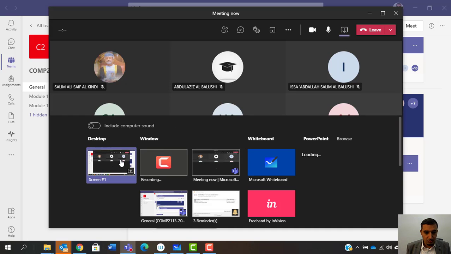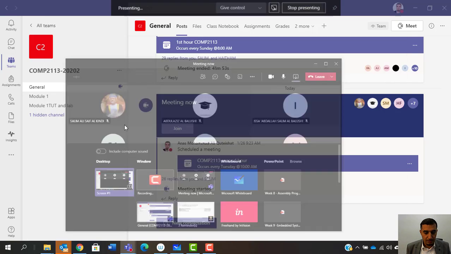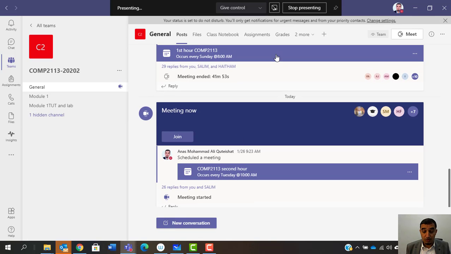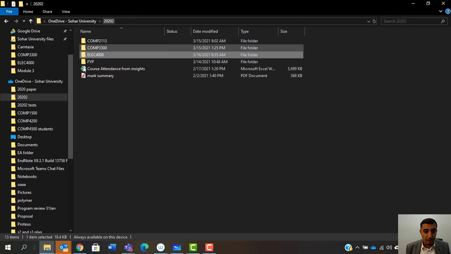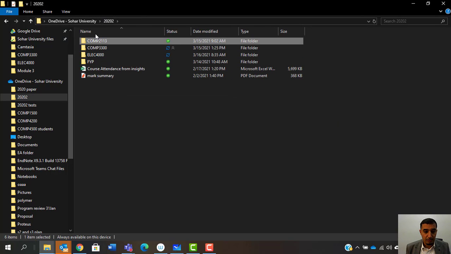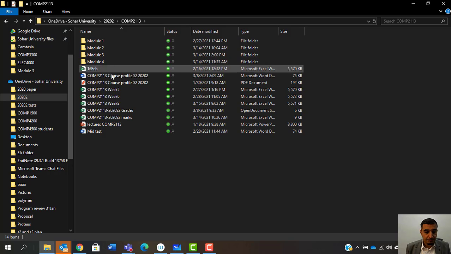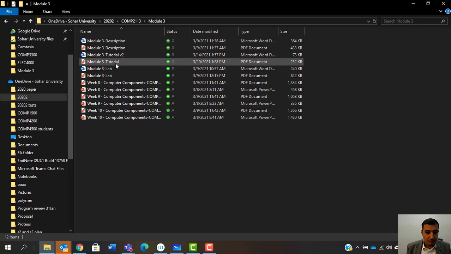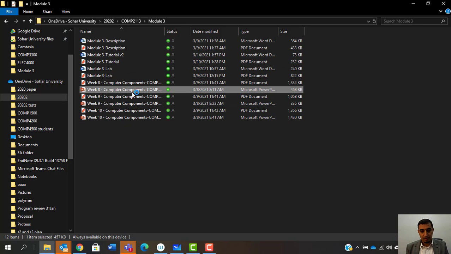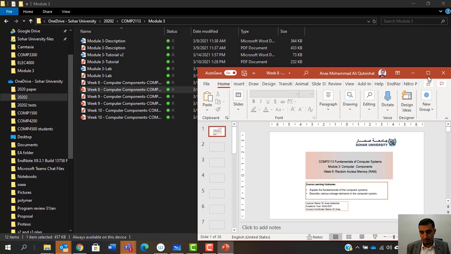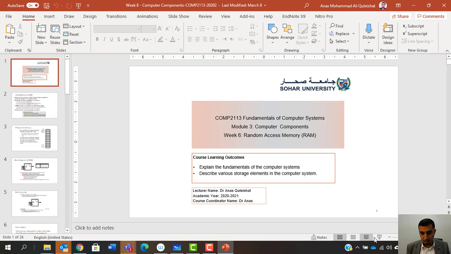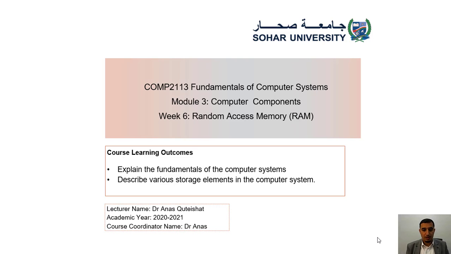Today we are going to continue talking about memory, but in particular we will be talking about RAM and ROM. So we'll talk about random access memory.